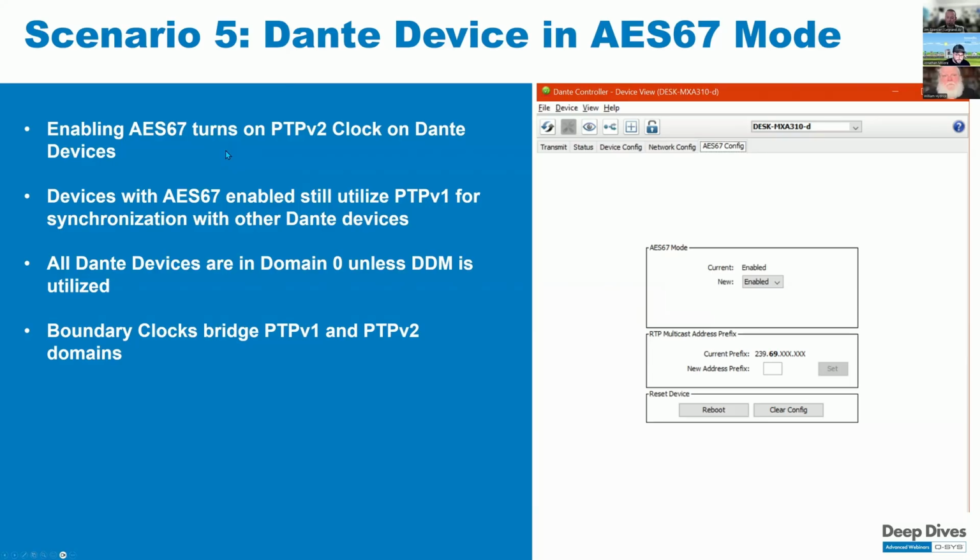So on Dante devices, through Dante Controller, if we want to enable this AES67 mode, which is going to turn on PTP version 2 and AES67, this is going to make a device that was only utilizing PTP version 1 in domain 0 now utilize a clock for version 1 and version 2 on the network. Again, that's going to introduce our boundary clocks to the network.